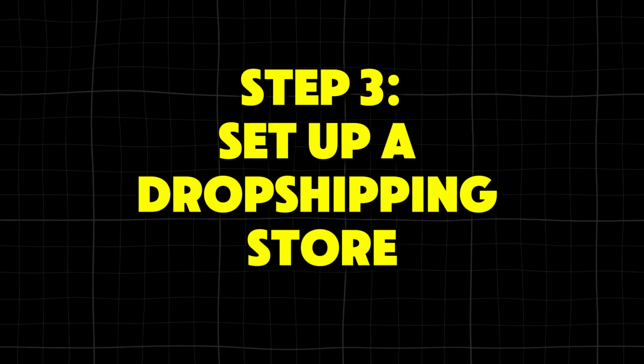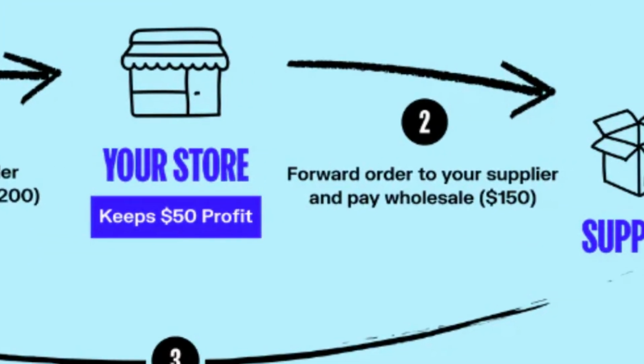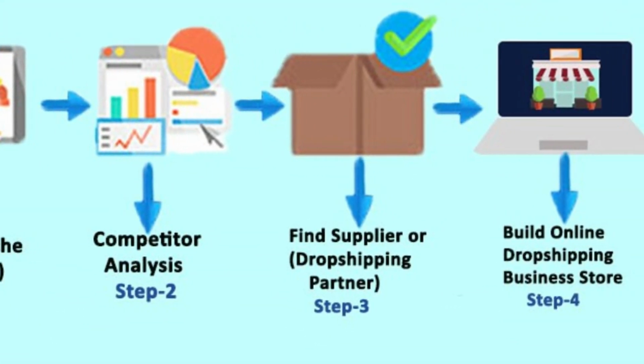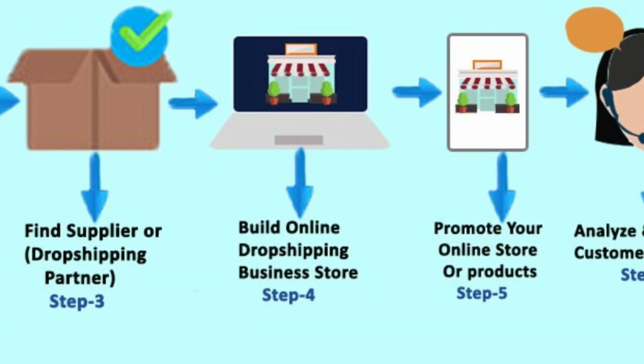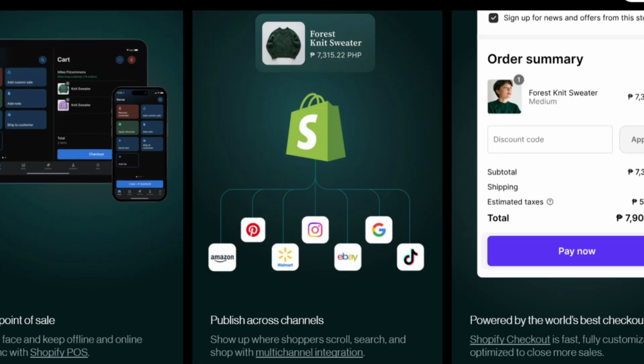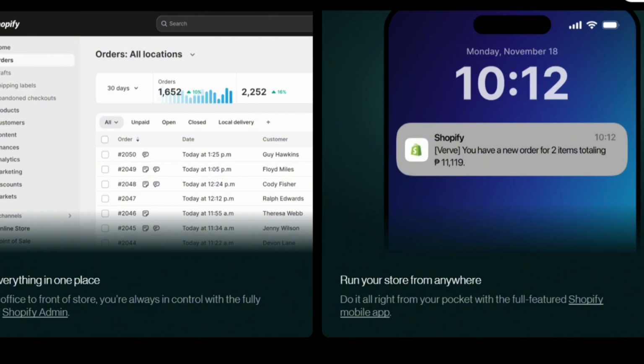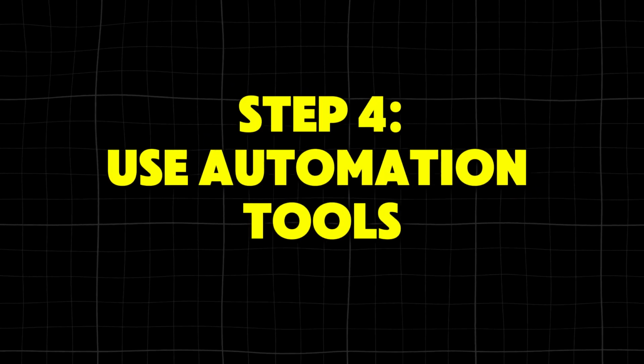Step 3. Set up a dropshipping store. In the dropshipping business, there are various tasks to manage, including product research and importing items into your online store. Handling all of these tasks manually can be quite hard, which is where automation tools come in and do the work. Step 4. Use automation tools.